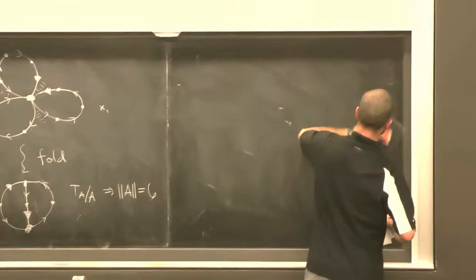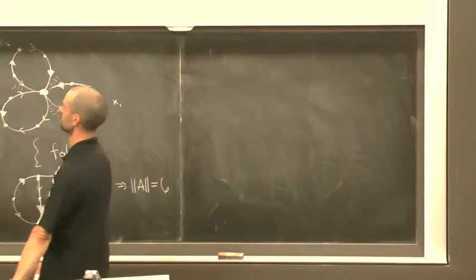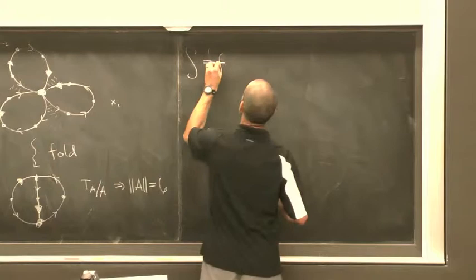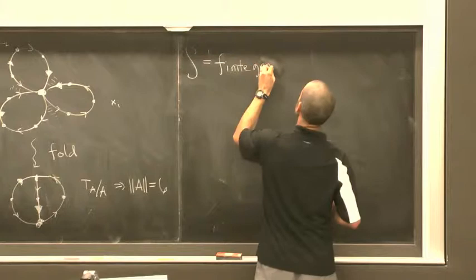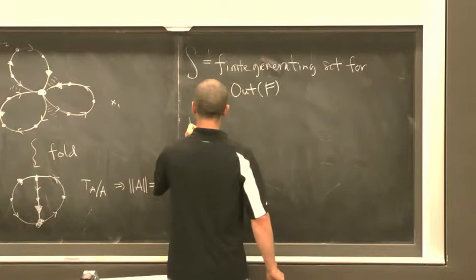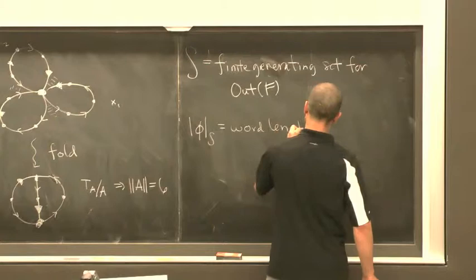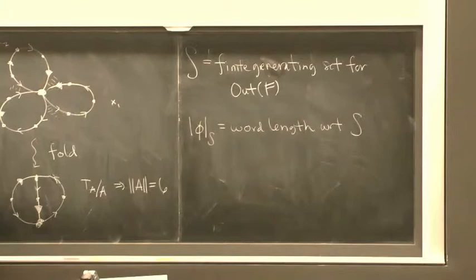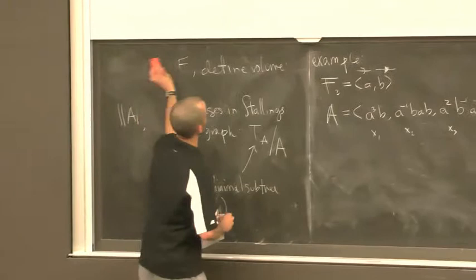So our main result then is in regards to this volume. So let me just say it's a finite generating set for the outer automorphism group. And then I'll just use a single bar here to denote word length with respect to this generating set. And then the theorem we prove is the following.